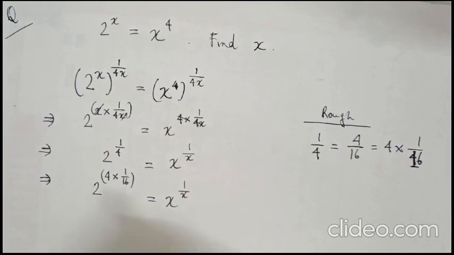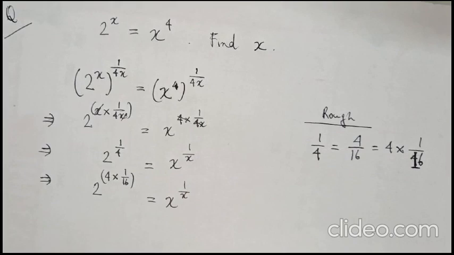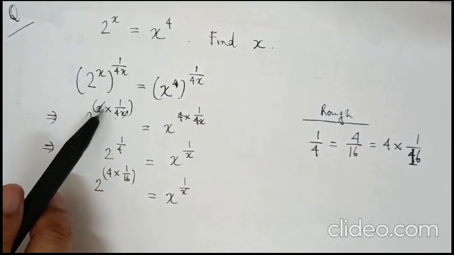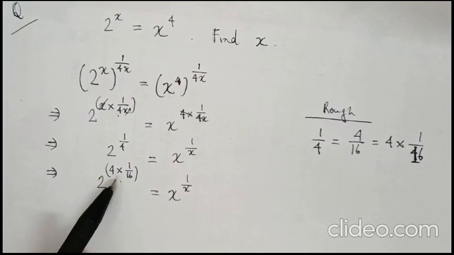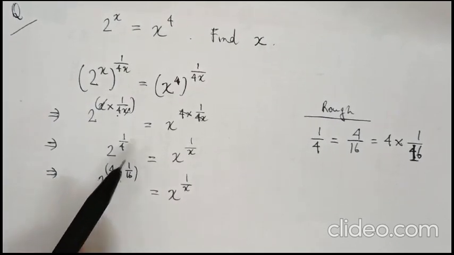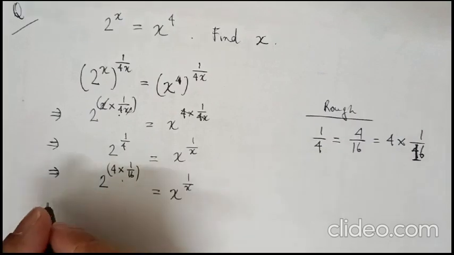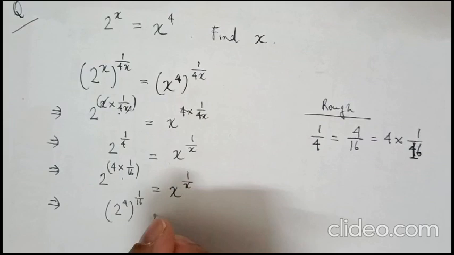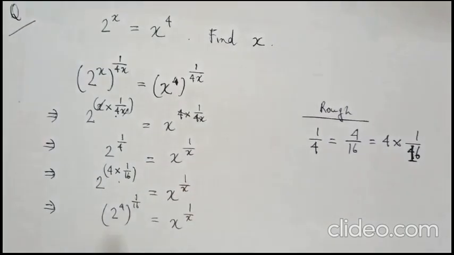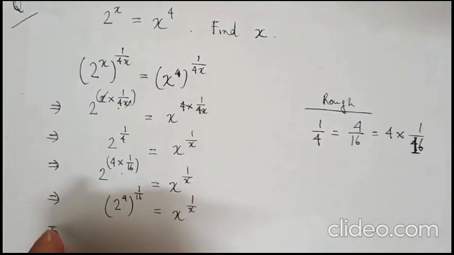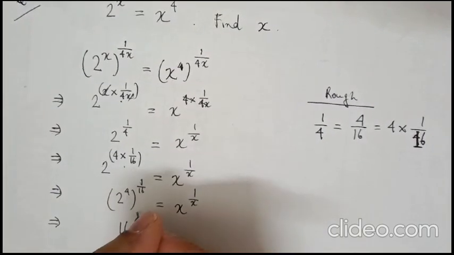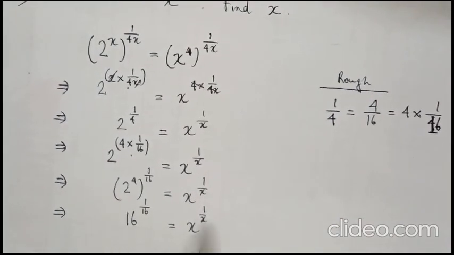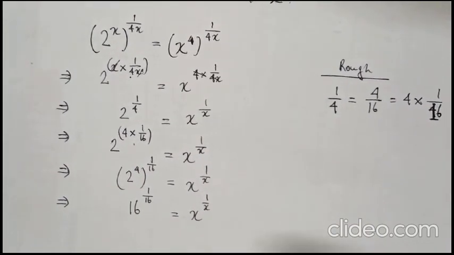So I'm sure, kids, you would have already guessed why we have done this. If not, we will just come to that in the next step. Now we did something earlier where we had a bracket power outside and a power inside, which we then multiplied. Here we have the exact opposite, where we have two powers multiplied inside, and we will put this power on the outside as a bracket power. So how do we do that? 2 to the power of 4, whole to the power of 1 by 16, is equal to x to the power of 1 by x, right? So what does this give us? This gives us 16 to the power of 1 by 16 is equal to x to the power of 1 by x. Now kids and everyone, isn't this very easy to solve now, right?